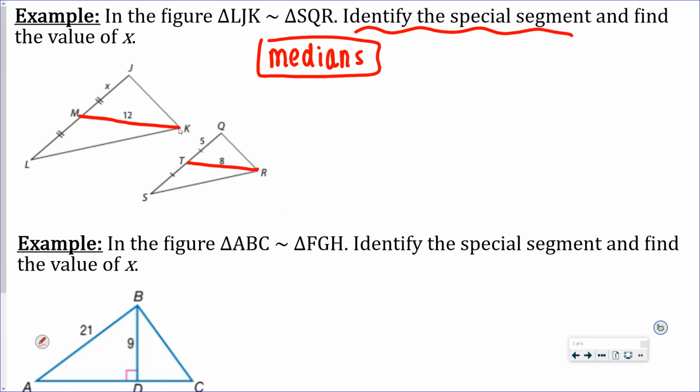And again, there's different ways you could do this. I like to start at the bigger ones, the longer ones. So I go 12 to 8. The ratio of the medians is proportional to these corresponding sides. Now here's a tricky thing. I'm not going to do x to 5 because that's not the length of the side.